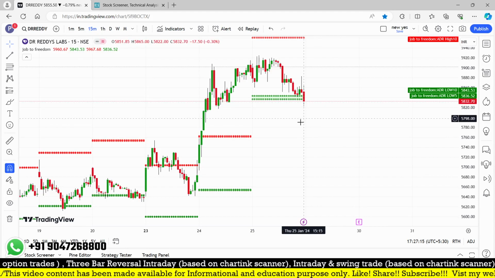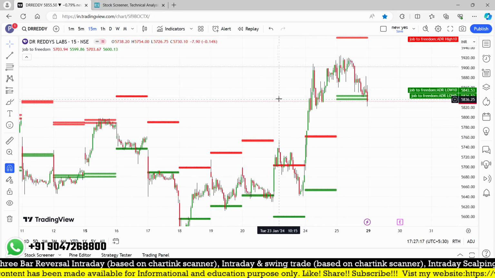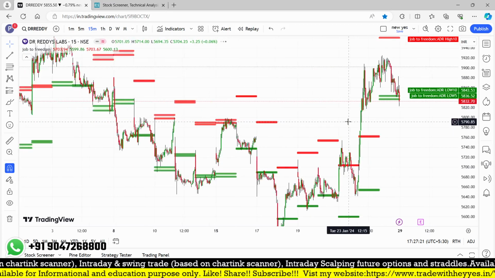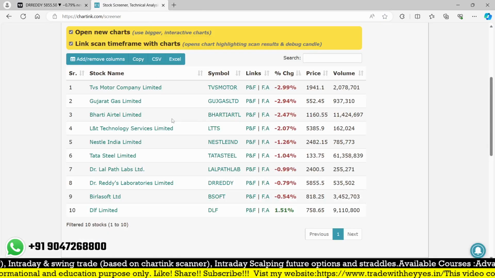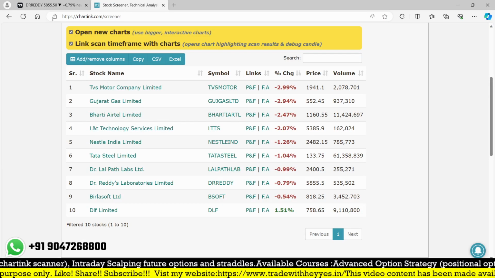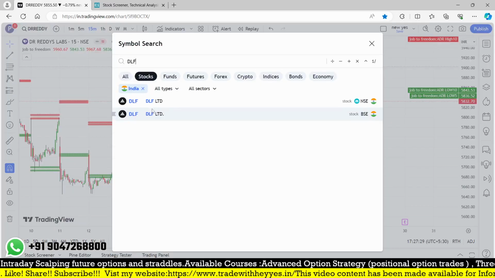So 3:15. What we are looking for is that it should be entirely higher than the previous day, and we are looking for a breakdown. If the stock is moving in an uptrend, we are looking for a trend reversal at the top. And DLF, what is happening on DLF?